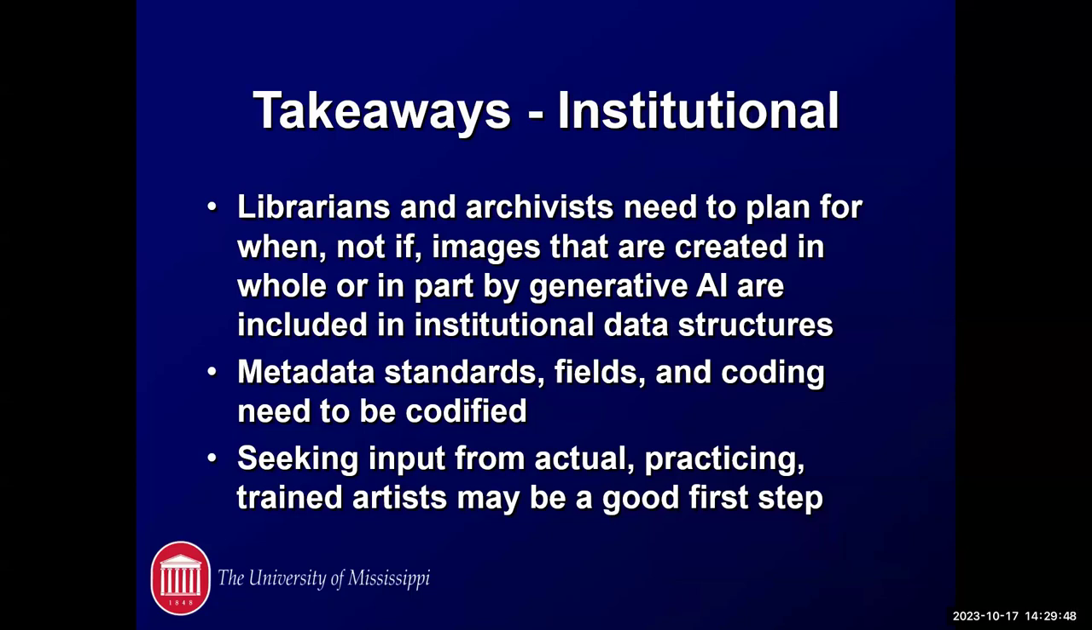So, with the workshop in the rearview mirror, what are my takeaways? And again, your takeaways may vary. That's a discussion that I'm looking forward to having. But the first is that librarians and archivists need to plan for when, not if, but when images that are created in whole or in part by generative AI are included in institutional data structures, be this in instruction, in institutional repositories, or in some other form that people have yet to dream up, or simply one that I'm omitting or overlooking. Your metadata standards, fields, and coding could all stand to be codified, especially since this is a type of information.